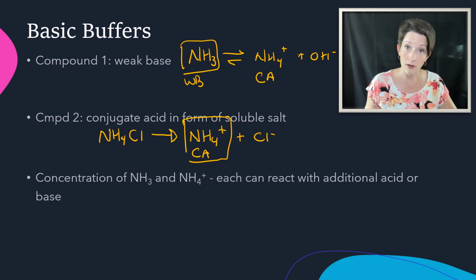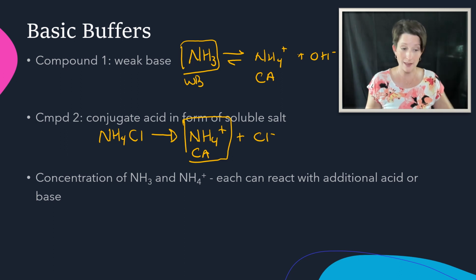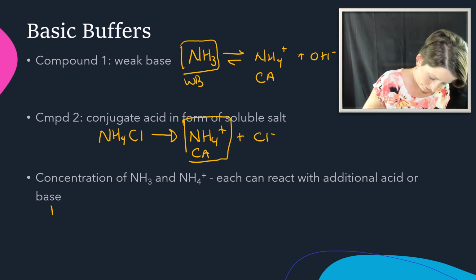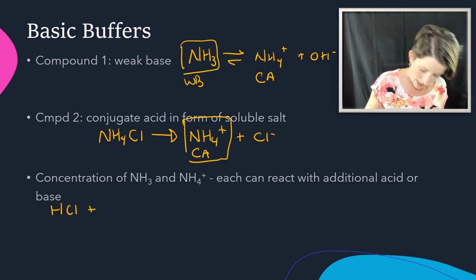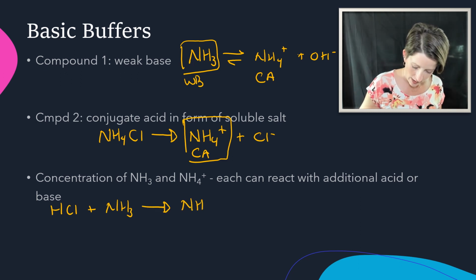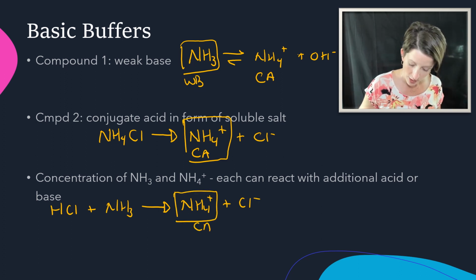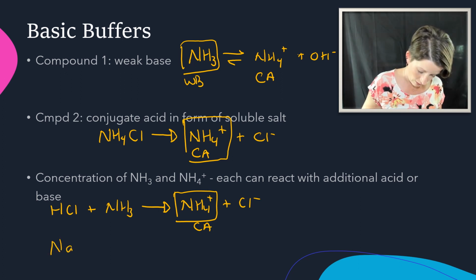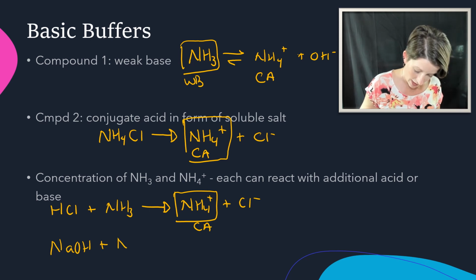Now they can go and interact with additional acids or bases. So if we add some HCl, that acid is going to react with the weak base, NH3. It's going to form NH4+ and chloride ions. Well, there we go. We reformed the conjugate acid that is part of the system. If we react with a base, it's going to react with the conjugate acid.